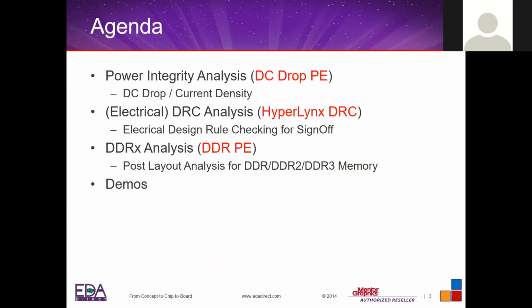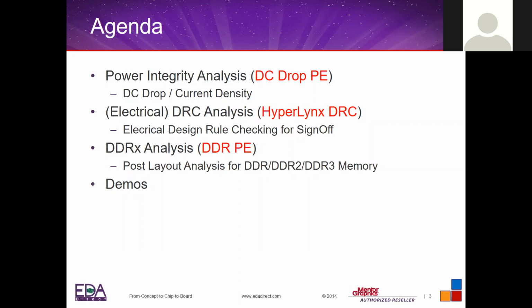So the agenda today, we'll talk about power integrity analysis. There are 2 areas. One is DC analysis and one is AC. The DC analysis involves looking at the DC current voltage drop, as well as identifying choking points where current flows. The other part of power integrity analysis, which we will not talk about, is the AC decoupling capacitor. We do have that capability, but that will be a discussion on a different webinar.